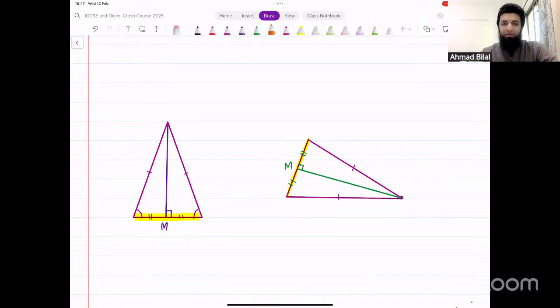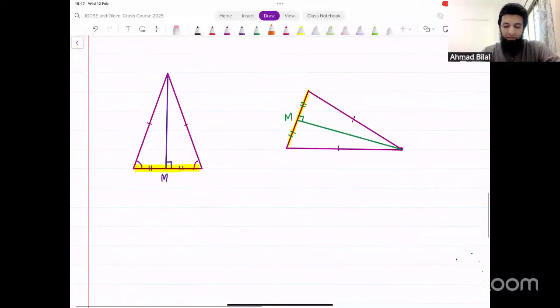Make sense? Any questions until this point? These are some important properties that you need to know for triangles, because you will need to use them in questions on trigonometry.